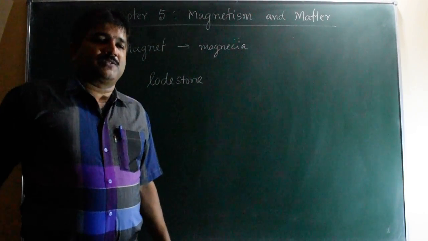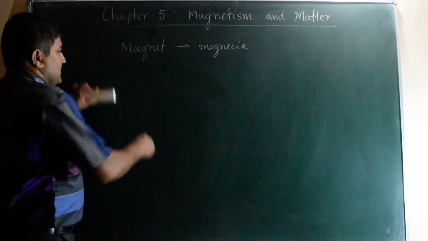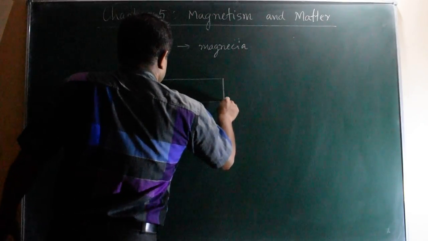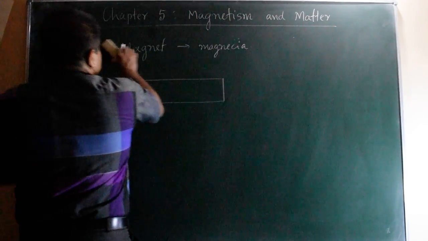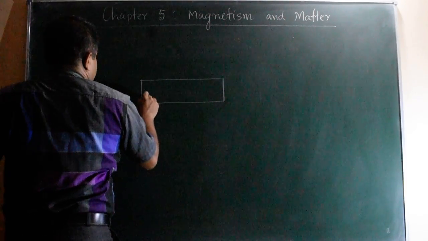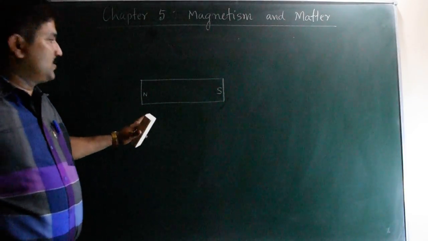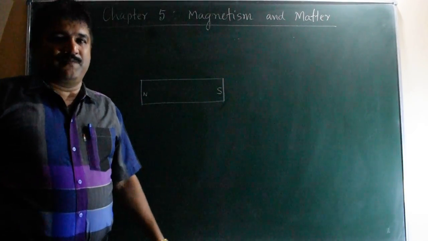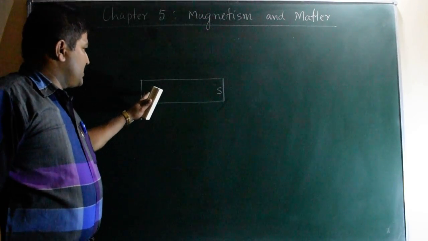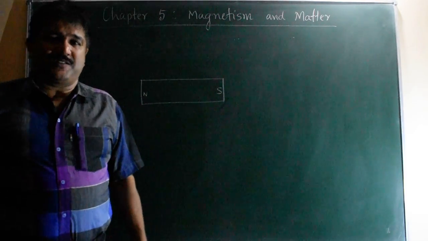So what is a bar magnet? The magnetic field lines of a bar magnet, how will they be? So this is a bar magnet. If you take the cross section of a bar magnet, there will be two poles, north and south. N and S are the two poles of a bar magnet, and poles means ends. The exact location of the pole is not the end, it is a little inside the magnet.